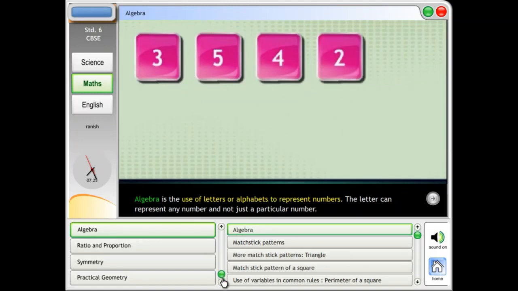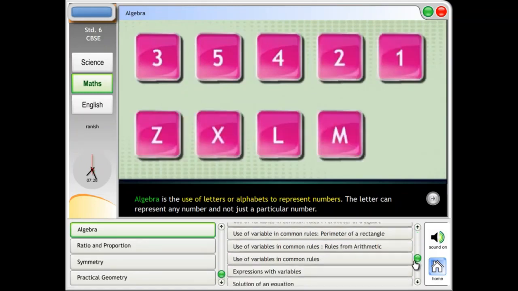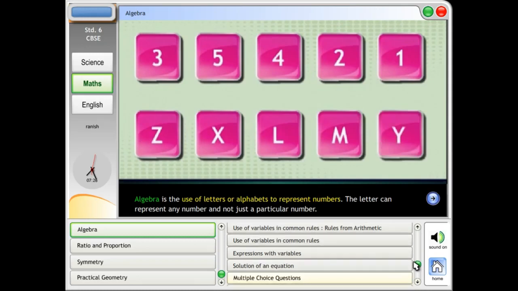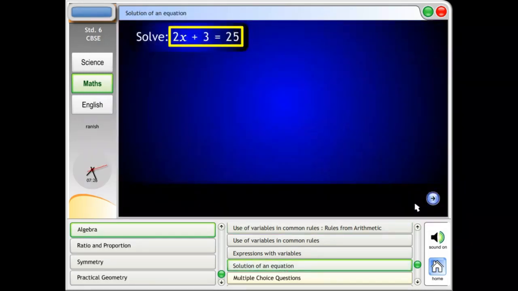Algebra. Algebra is the use of letters or alphabets to represent numbers. The letter can represent any number and not just a particular number. Letters may stand for unknown quantities. Solution of an equation: solve 2x plus, and find the solution.